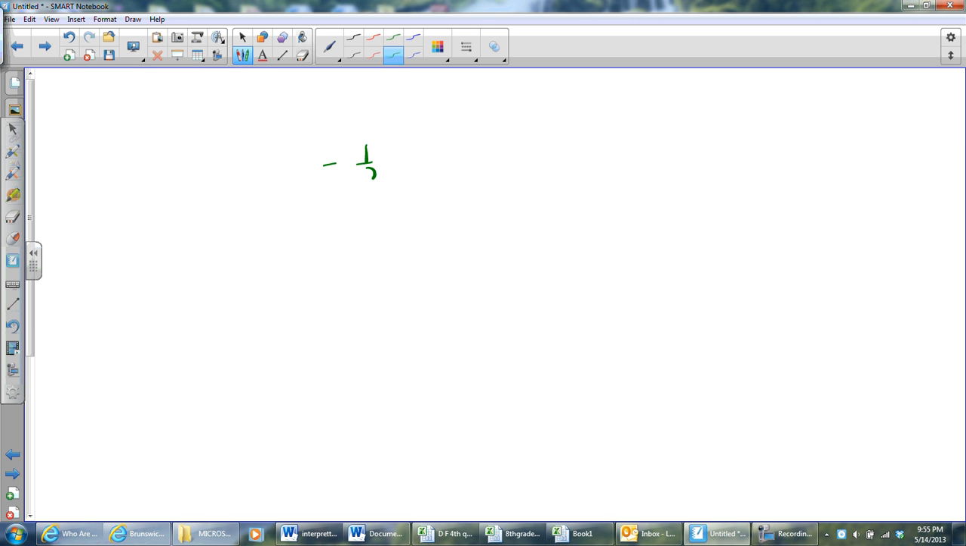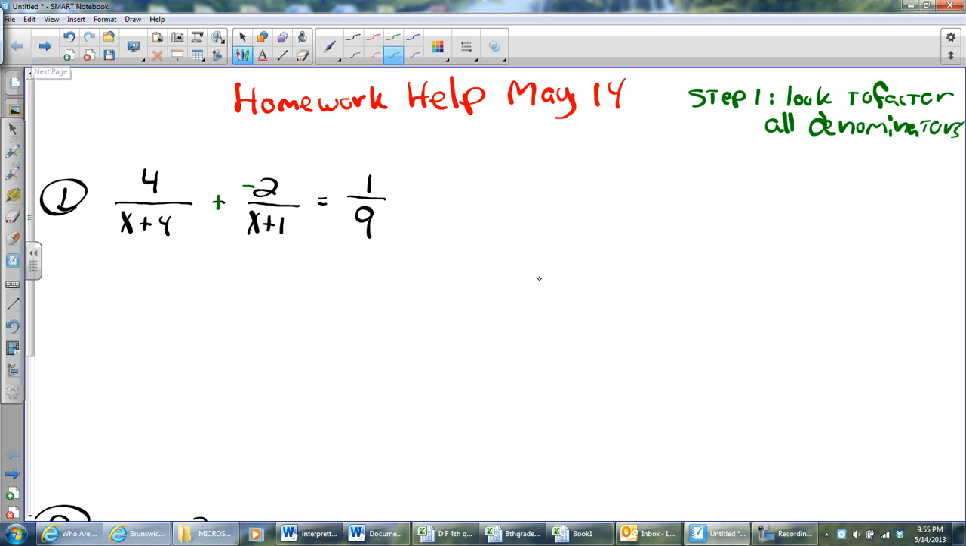Negative 1/2 is the same as negative 1 over 2. And that's all I'm doing. I'm taking the negative and applying it to the numerator. It's going to save me a little bit of trouble later on. Okay, so back to the problem.